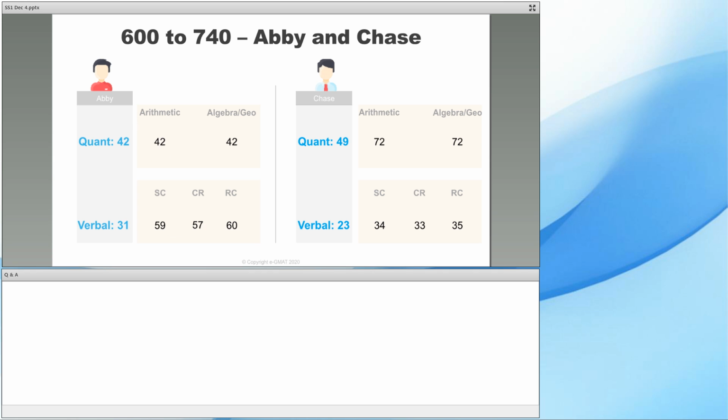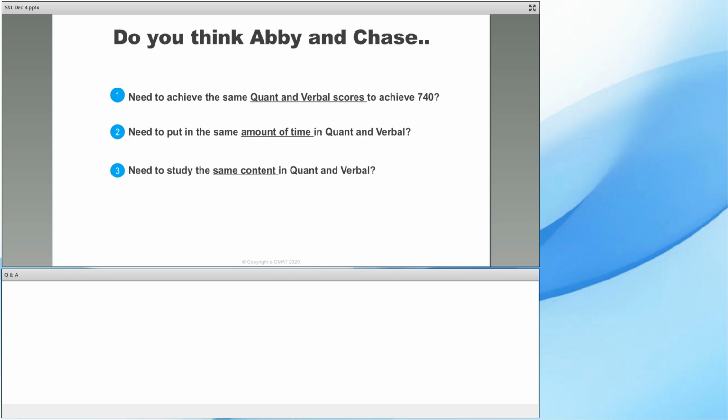Now Chase, on the other hand, is at a Q49, which is around that 72nd percentile. And on verbal, he's around that 35th percentile. Again, it could be widely different. I just wanted you to keep about 5 numbers in your mind or write down these 5 numbers. So that's why I equalized the verbal abilities across the 3 subsections as well as the quant abilities across the 2 subsections.